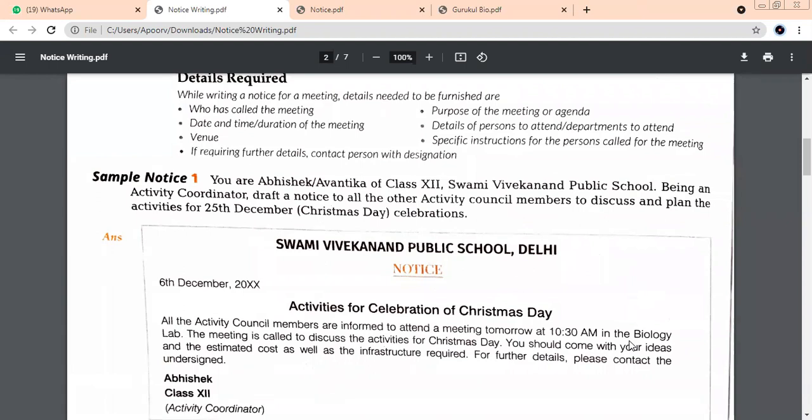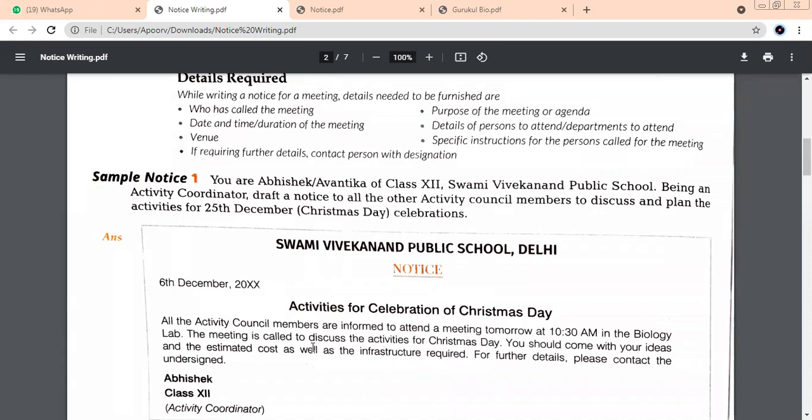However, this is not perfect. This PDF is not perfect. I'll tell you how this date is written. It's correct. There's a comma over here, so no problem. Can you see the name of the institution is written in capital letters and a comma and then the name of the city? Then this word notice has to be written in capital letters. Left side will have what? The date and then the subject.